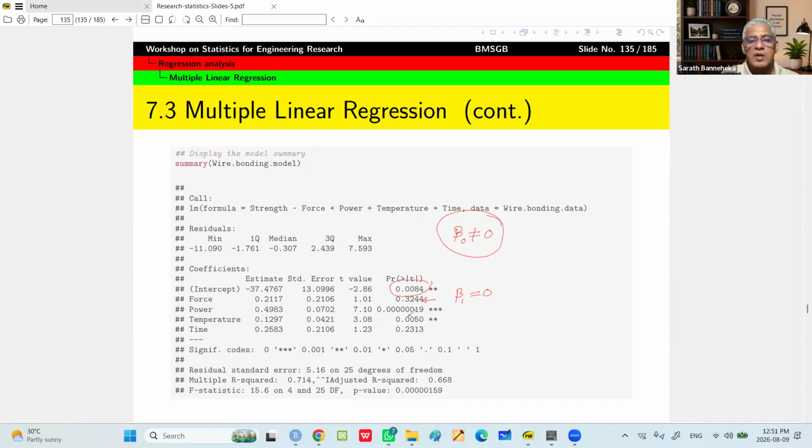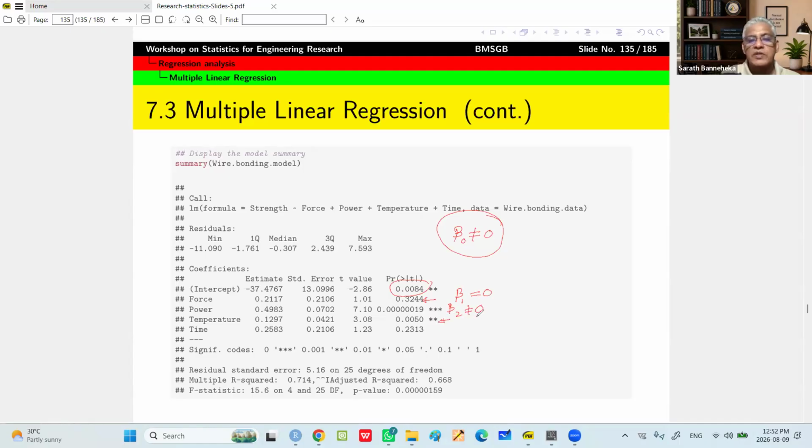This p-value here is much smaller than 0.05. Right? The smaller the p-value, the more evidence we have against the null hypothesis. So here we have very strong evidence against the null hypothesis. Here we decide that beta 2 is not equal to 0. We reject H naught. Right?